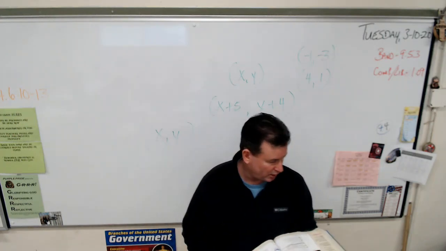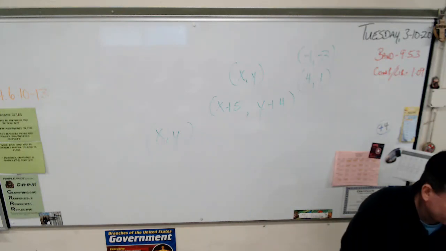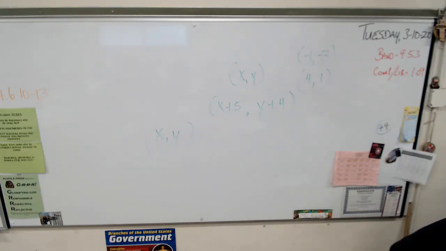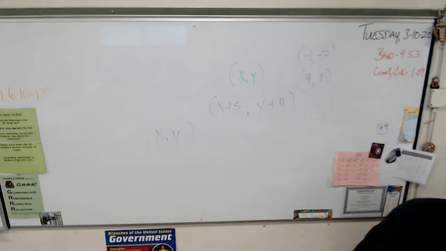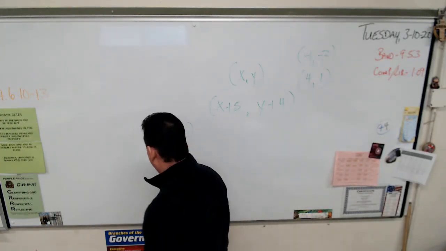1, 1. No. Sorry. Wait, no. 1, 0. Nope. 0, 1. Run before you jump. I know the answer. Which one is it? 0, 1. So the bottom left coordinate is 0, 1.